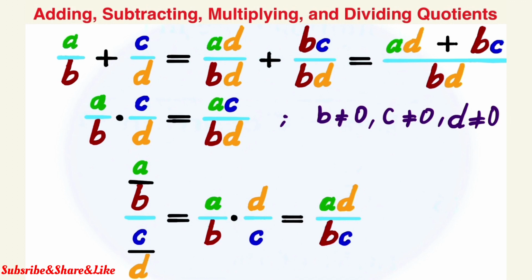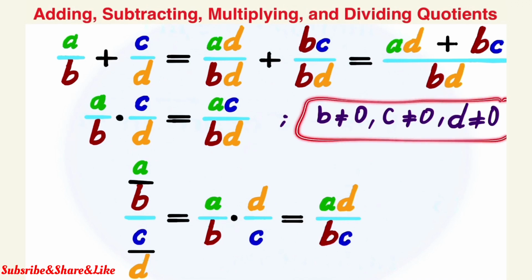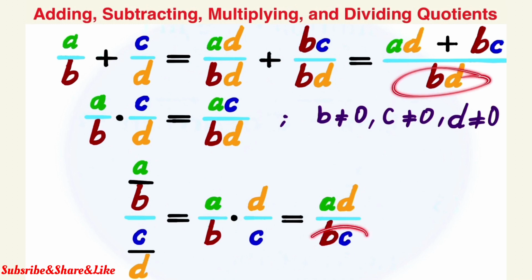In this tutorial, we're going to learn how we add, subtract, multiply and divide quotients. So first of all, B, C and D shouldn't be equal to 0, because we can see in the denominator here, it shouldn't be equal to 0.